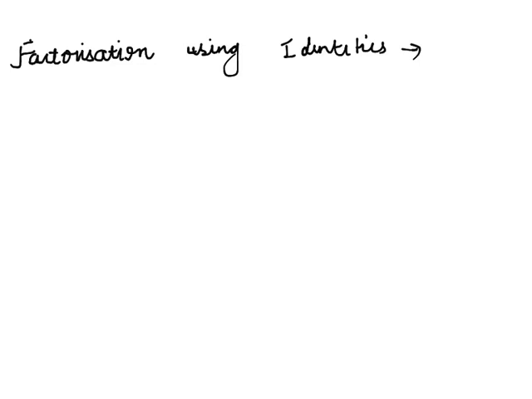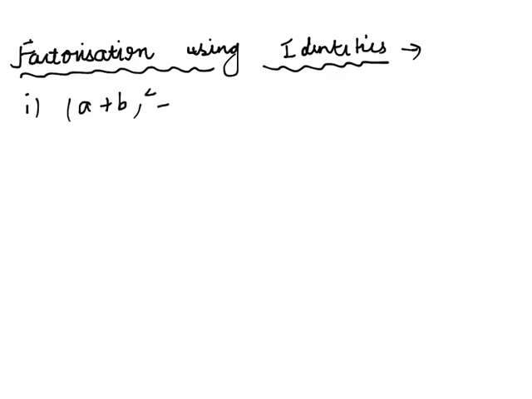Hello everyone. In continuation of the chapter factorization, today we will learn another method to find the factor, that is factorization using identities. Identities that we will use will be a plus b whole square, that is a square plus b square plus 2ab.